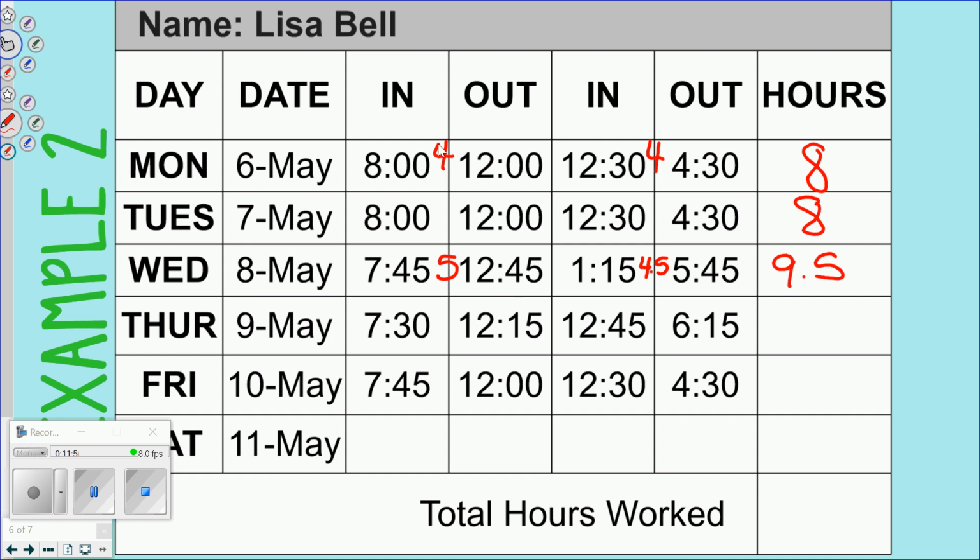If you like the idea of switching to military, because you can use your calculator, this one would become 12.75, since 45 minutes is 0.75. Over here, 5:45, the 5 would become 17, right? You have to add 12. 45 minutes is 0.75. Here, add 12 to that, so it'd be 13. 15 minutes is a quarter, so 0.25. Then you could subtract them. Okay, so you have some options, whatever you feel is easiest for you.